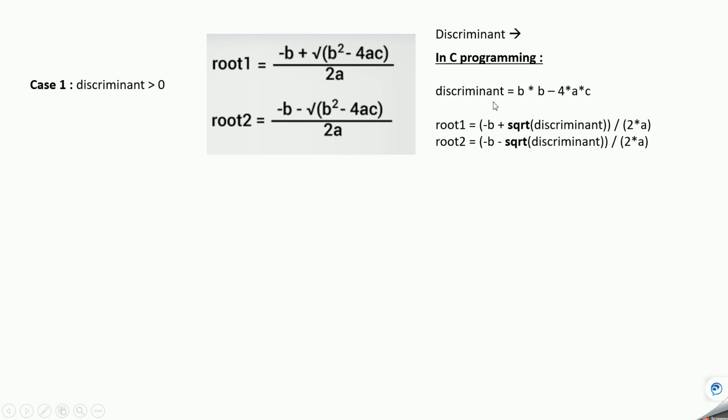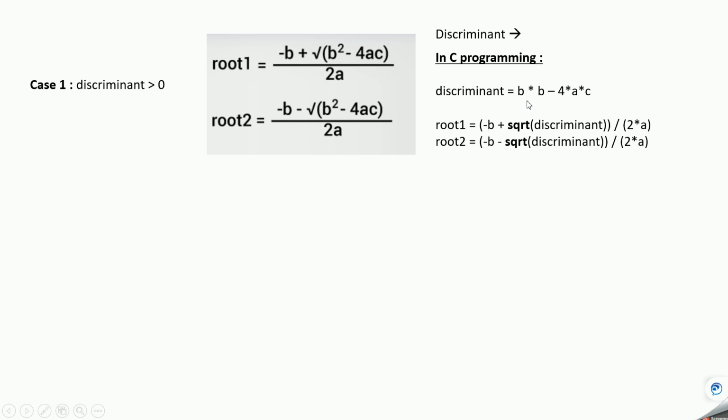First we'll calculate the discriminant value. So b square minus 4ac can be written as b into b minus 4ac, like this in programming. And then the root can be calculated like this. Here we have minus b plus square root of b square minus 4ac, and b square minus 4ac is represented by this discriminant. So what we can do?